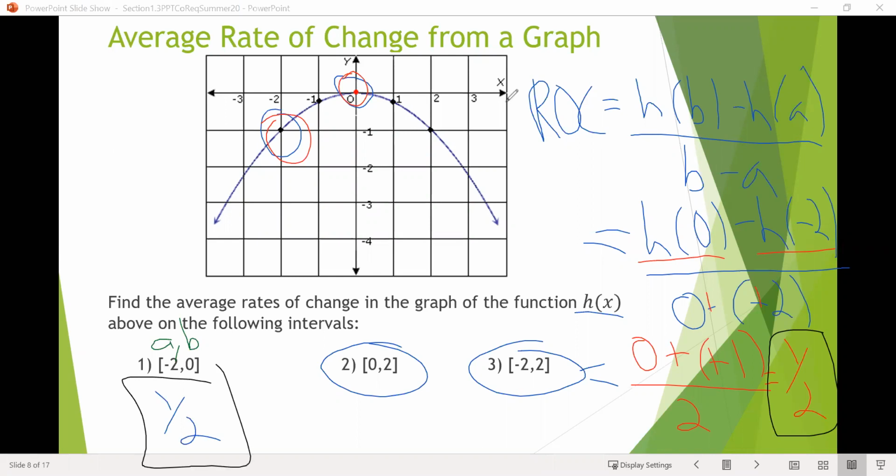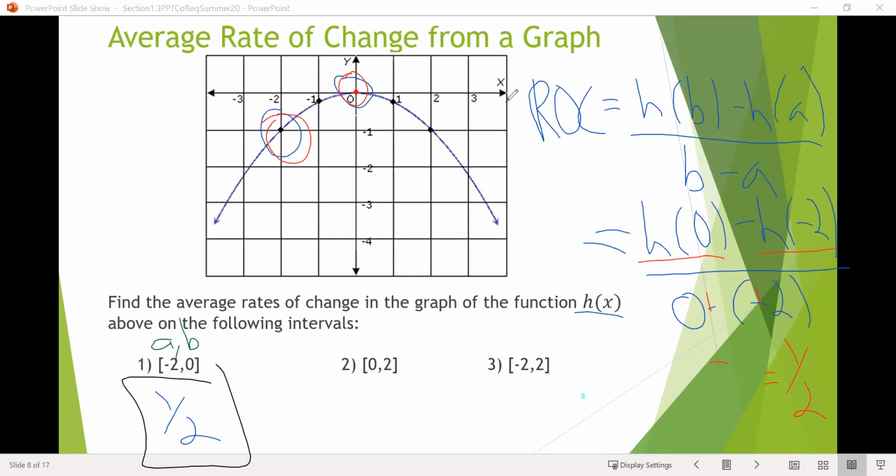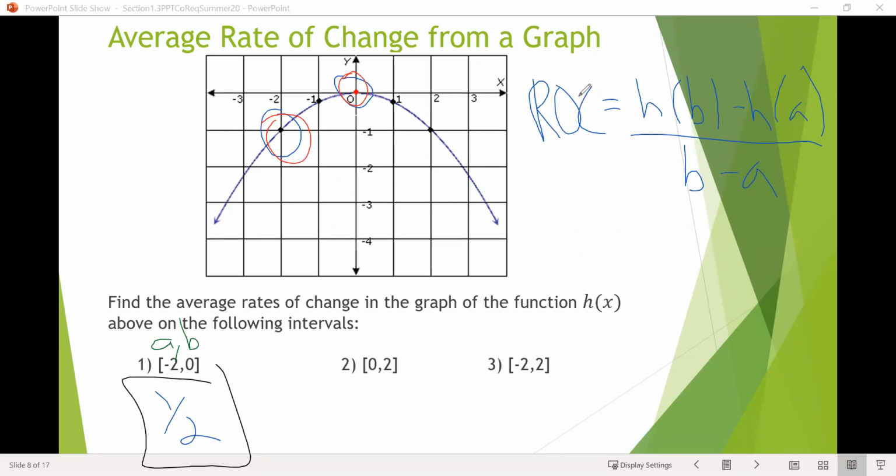So we get 1/2 there. All right, let's do the third one now. So this is the rate of change over the interval -2 to 2. Here, again, we identify our a and b values. So a would be -2, b would be 2. Plug those into the formula up above. So we have h of 2 minus h of -2, all divided by 2 minus -2.